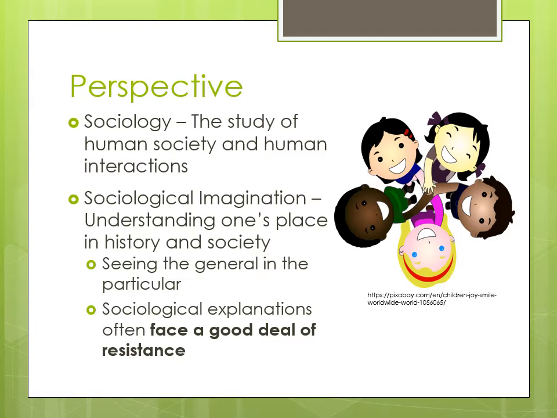Now we will be using the perspective of sociology, which is different than the perspective of, for example, psychology. Sociology is the study of humans and how we humans interact. And we will be using the sociological imagination, which is understanding who we are by looking at our place in history and our place in society. So, for example, we will be seeing the general and the particular.